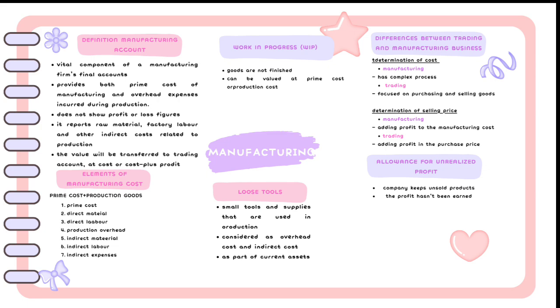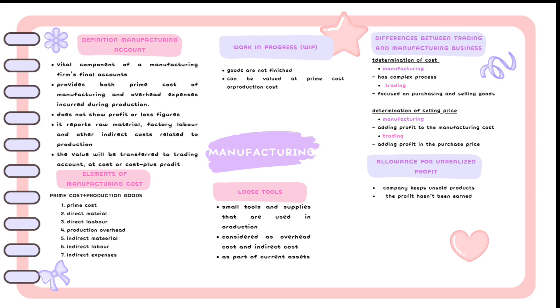Differences between trading and manufacturing businesses. A manufacturing business manufactures its own products to sell to customers, while a trading business is an intermediary between manufacturers and importers who want to buy their products. As for the determination of cost, a manufacturing business has more complex processes because it needs to account for raw materials, labor, and overhead in the production of finished goods. A trading business only focuses on purchasing and selling finished goods, making cost determination relatively straightforward.